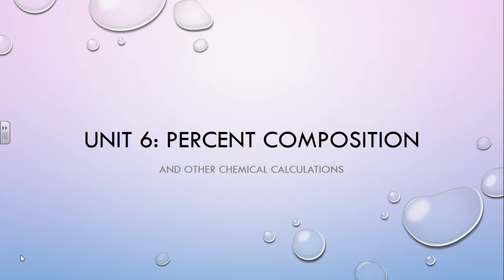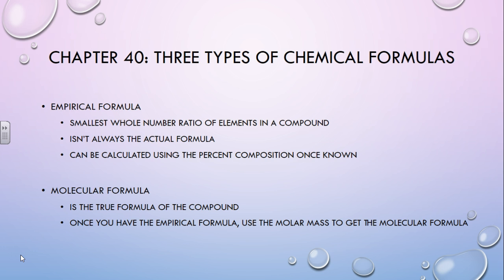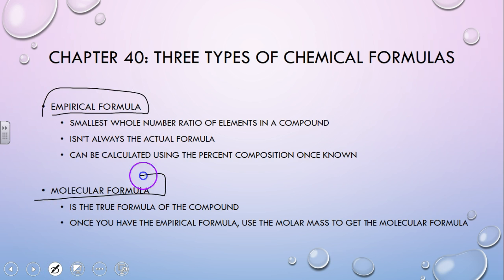Hey everybody, welcome to another video lecture in Unit 6, and in this last lecture we are going to talk about all the different types of formulas that there are. There's actually way more than just 3 types of chemical formulas, but in this video we're going to highlight 3. And 2 of the most important ones are here, the empirical formula and the molecular formula.